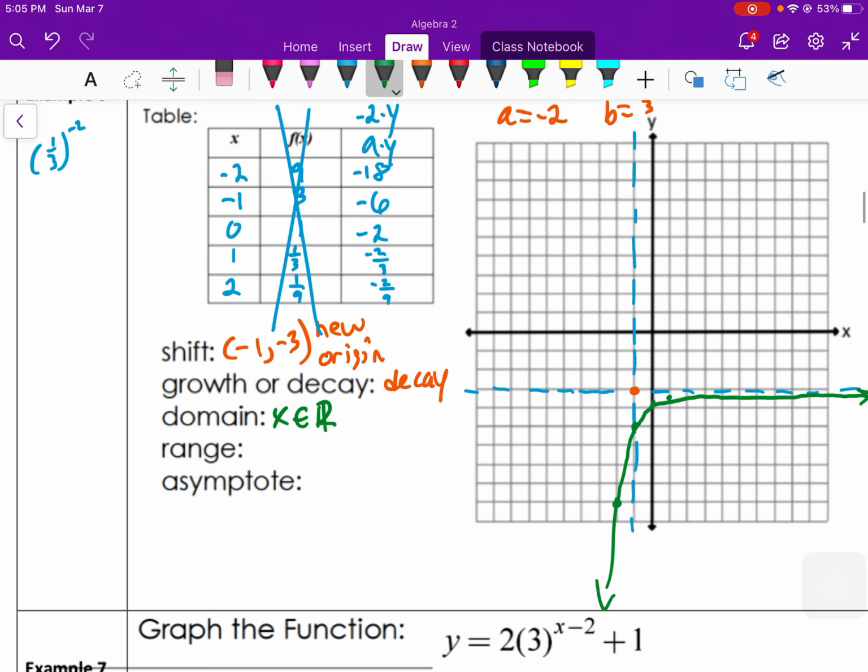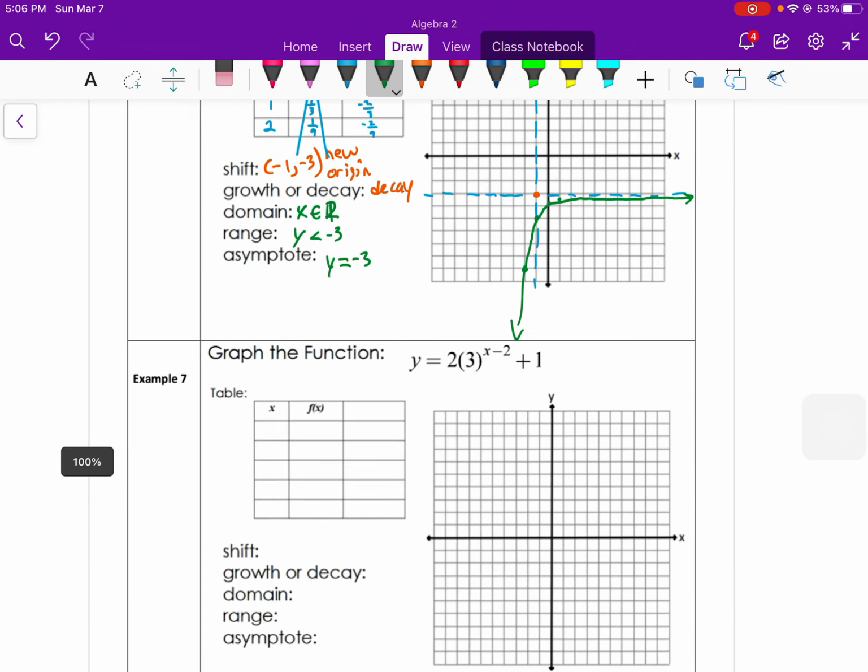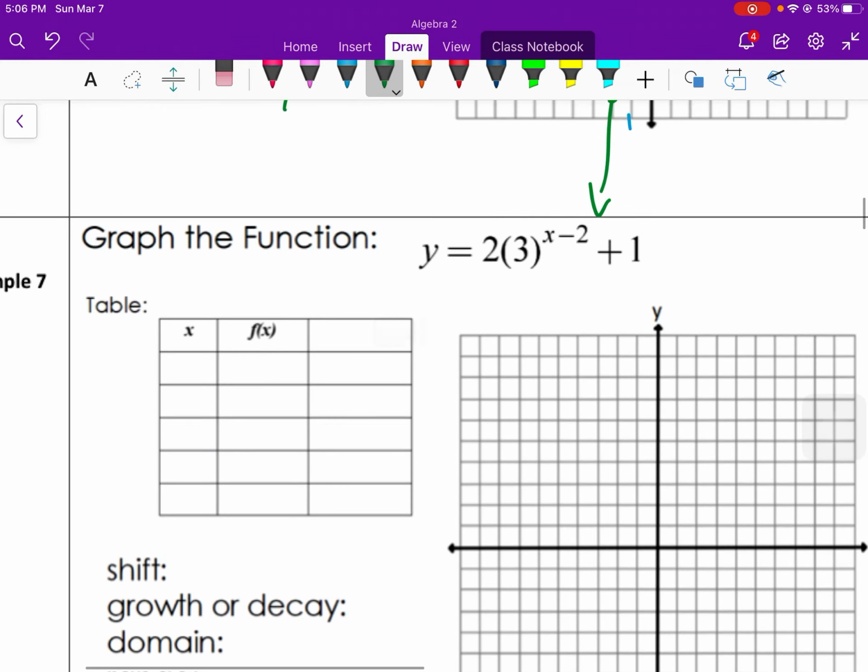X is an element of all reals, and then y, our indicator, is our k value. And is it greater than or less than? Well, let's verify with the graph. They're decreasing values, so it's going to be less than -3, and that is my asymptote at my k value, which is -3. Yeah, let's do this one just for extra practice.